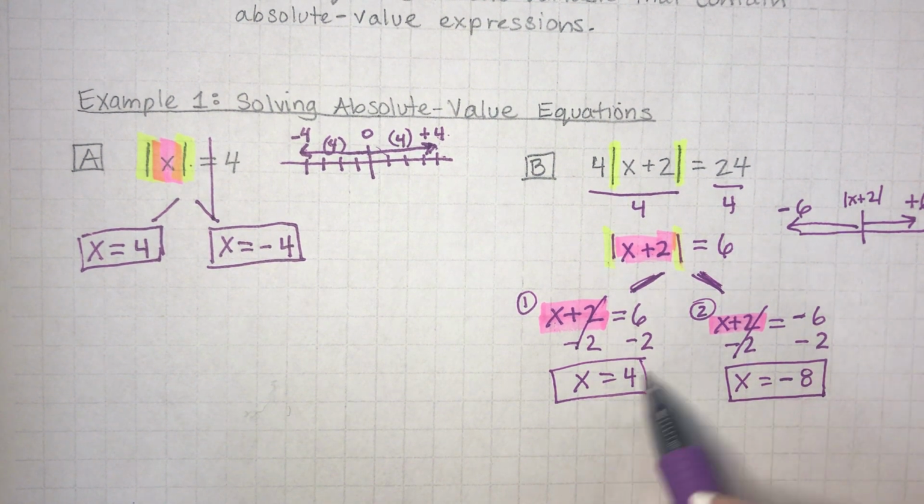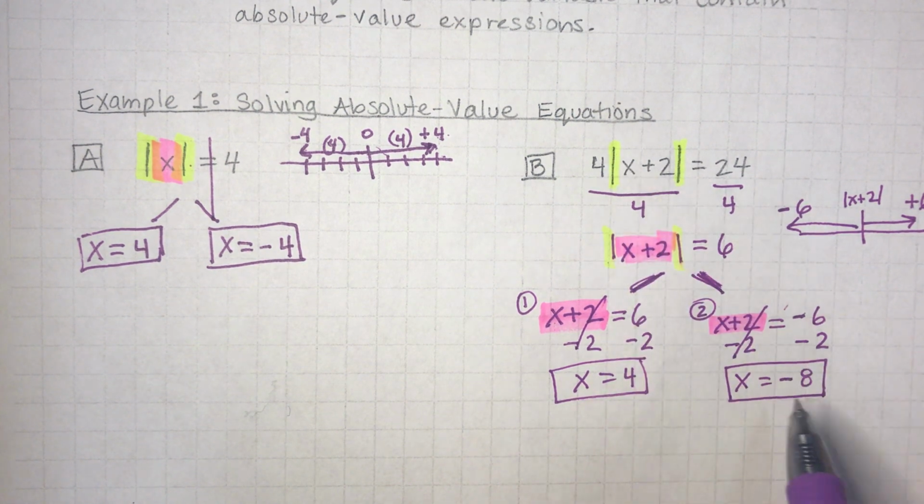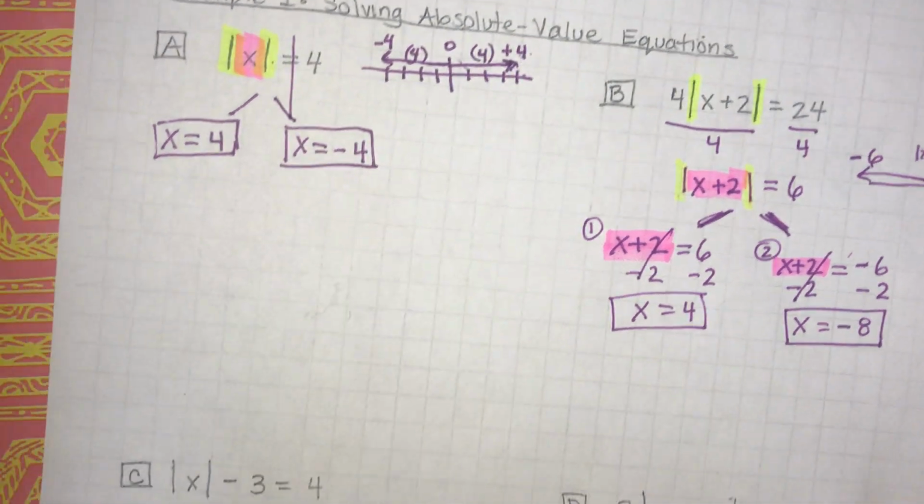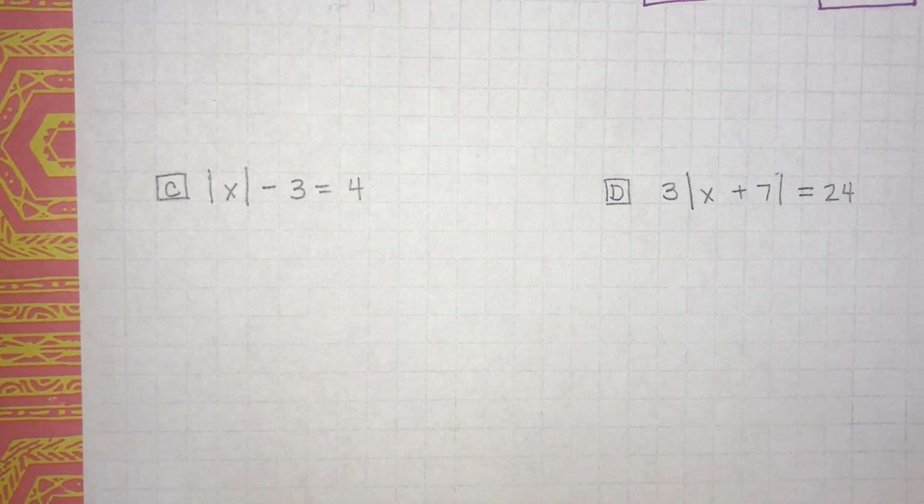And there you have it. There's your two answers. X can equal 4, and x can equal negative 8. All right, let's go ahead and try this a couple more times. So let's look at C.